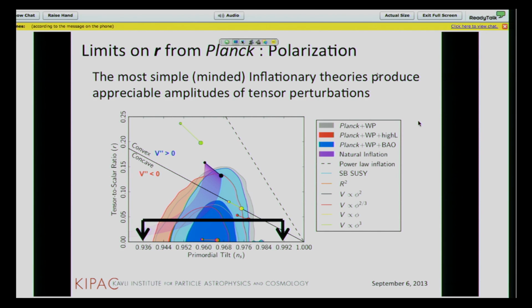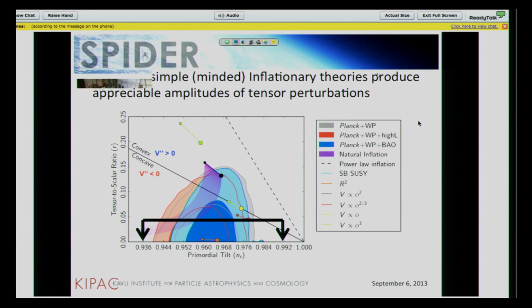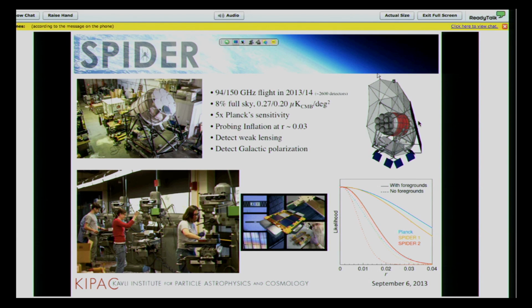I think that in the next few years, there is already considerable pressure on simple monomial potentials, and I think that we'll be able to make statements about them at high energy physics levels of significance in the next few years.